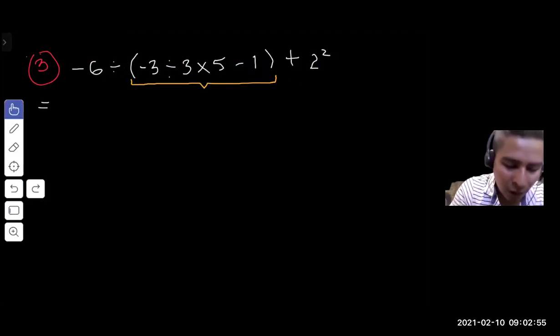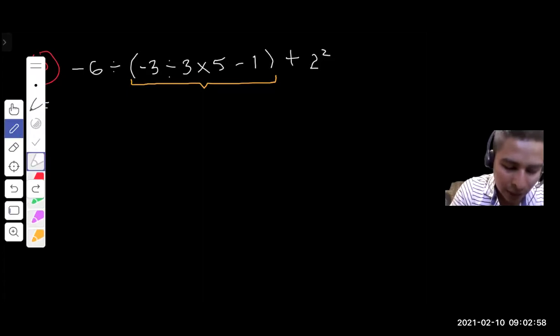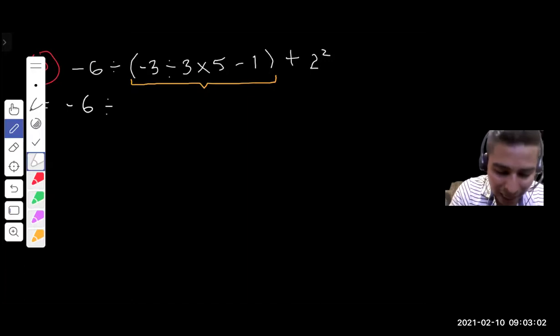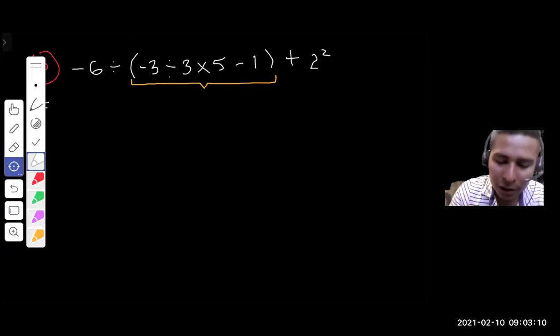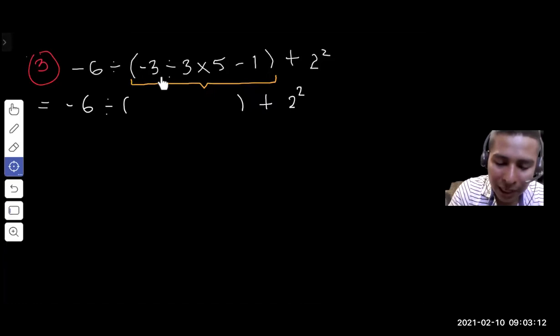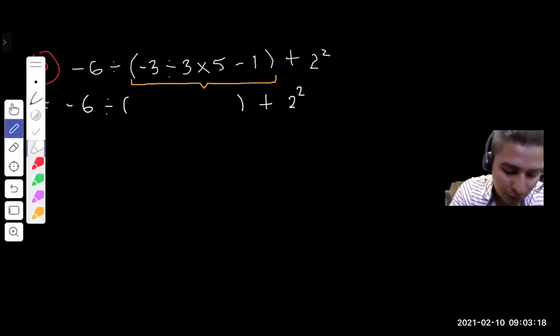Let's copy the other part, guys. This one, -6, I'm not going to work with, divided by, and now I'm going to place the parentheses, because possibly I'm going to need them. I just copied the other part, guys. Now let's work inside of this. What is the first thing that I have to solve here? -3 divided by 3 times 5. The division is the first. This is the first thing that I'm going to work.